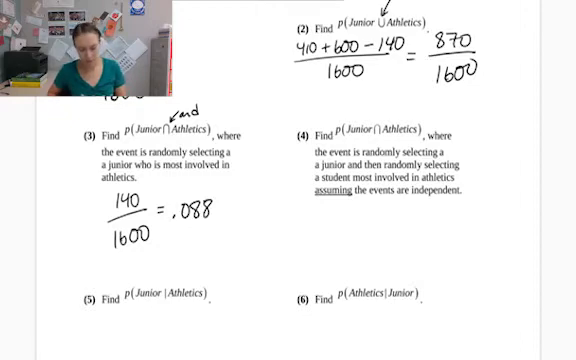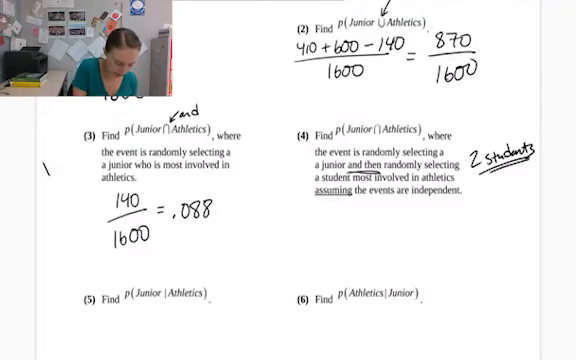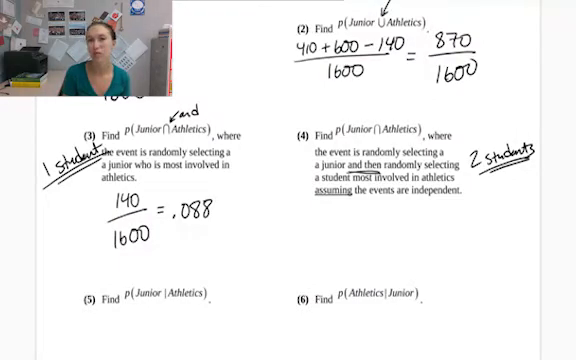Now, the second one, number 4, it looks like it is the exact same probability statement, but it's a different probability problem. So if they do this to you, they will explain it in words. So just read carefully. It says, find the probability of junior and athletics where the event is randomly selecting a junior and then randomly selecting a student most involved in athletics, assuming the events are independent. So you have 2 students here. Here, you only had 1 student. So read carefully. If they don't give you this information, then I guess you can just assume that it's just 1 student. They'll usually give you some information.